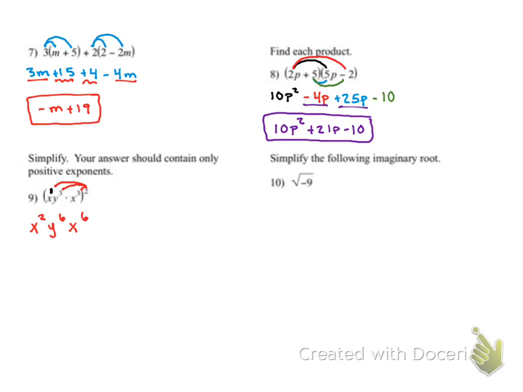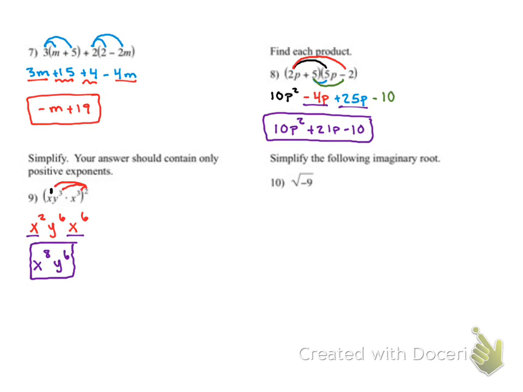We always check to see if we can simplify further. So it looks like we have like base and a like base. Those two can be combined, right? They're being multiplied. So we can add their exponents. So this is x to the 8th, y to the 6th. And that there is our final answer.